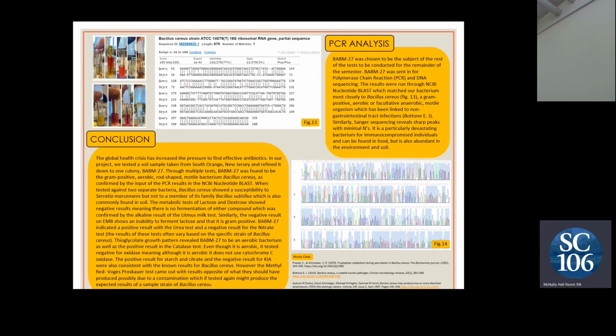Although we had these examinations that yielded quite troubling results, such as what Blythe mentioned, the Sanger sequencing, some of the background noise behind the overall peaks, and also within our MRVP test, all the rest of our metabolic tests, as well as PCR and nucleotide BLAST, supported the notion of our identification of VABM27 as a strain of Bacillus cereus.